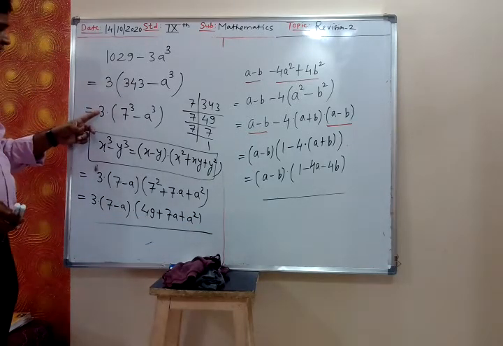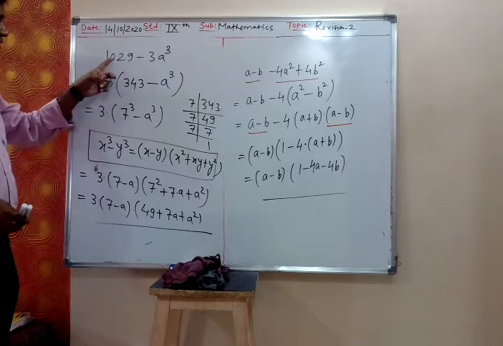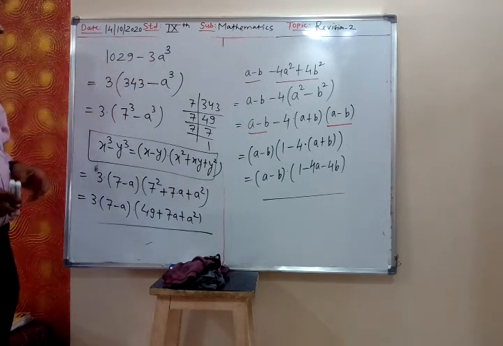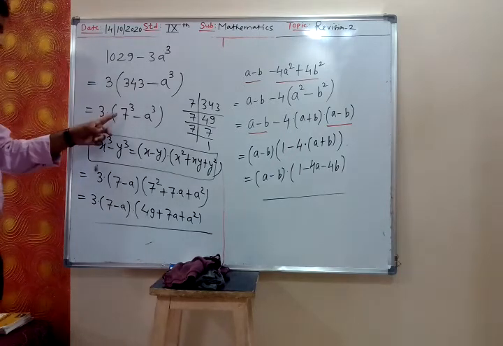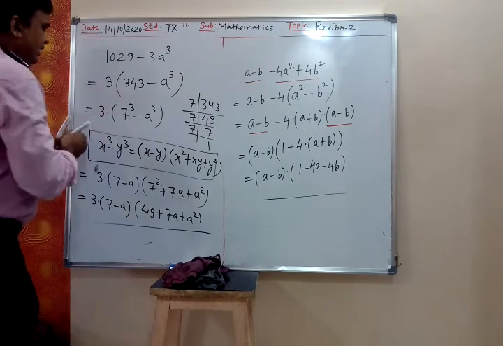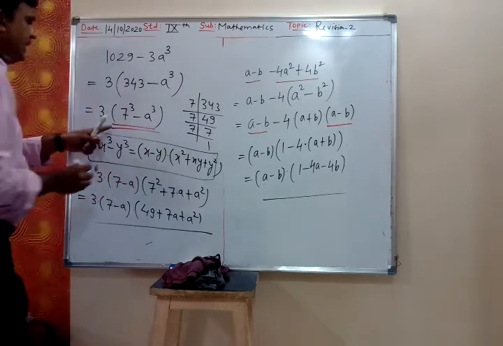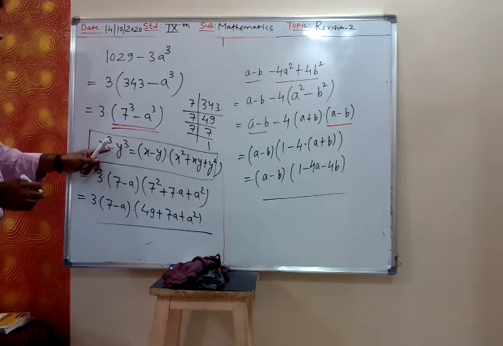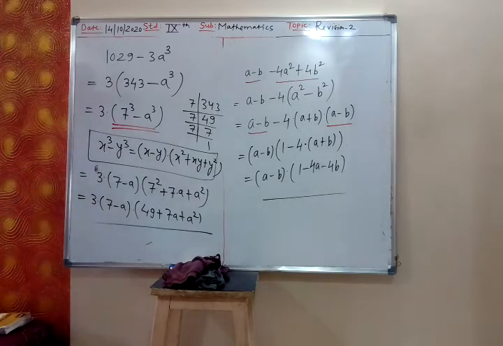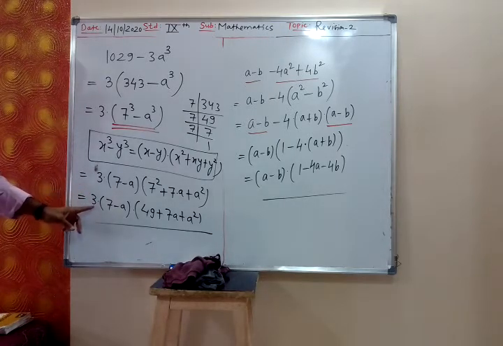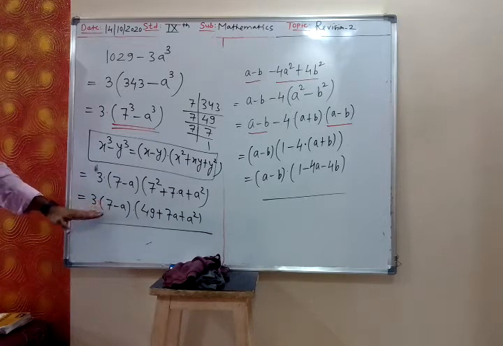3 is already taken common, no my dear. From 1029 and 3 I have taken. Now this bracket I have simplified, a cube minus, this bracket I have simplified, x cube minus y cube. 3 I have kept as it is. Yes. Now no need to multiply further. Ask the doubt.